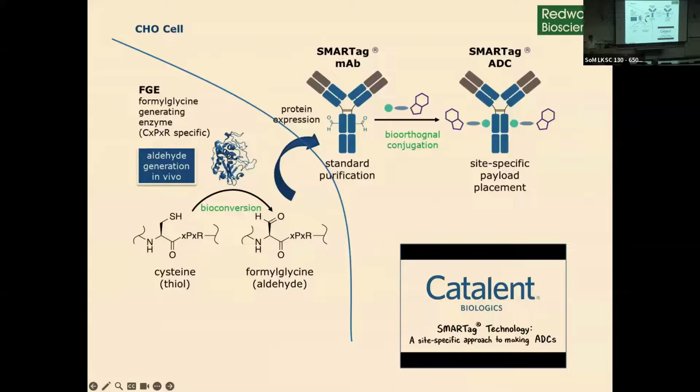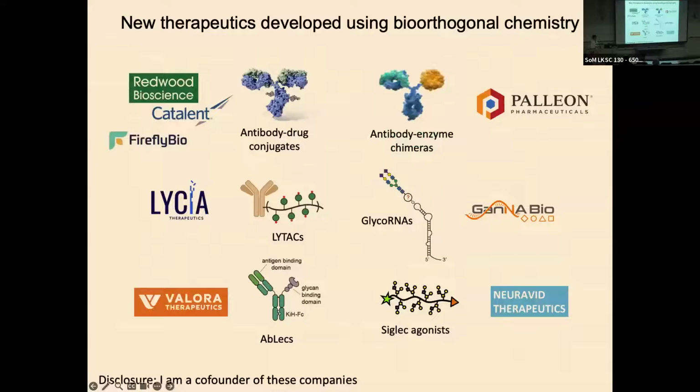So that's an example of how we use bioorthogonal chemistry to make better ADCs, where we control the chemistry and the structures. But there's a number of other ways that you can use this chemistry to make different therapeutic modalities that would be really hard to construct just using regular off-the-shelf chemistry.